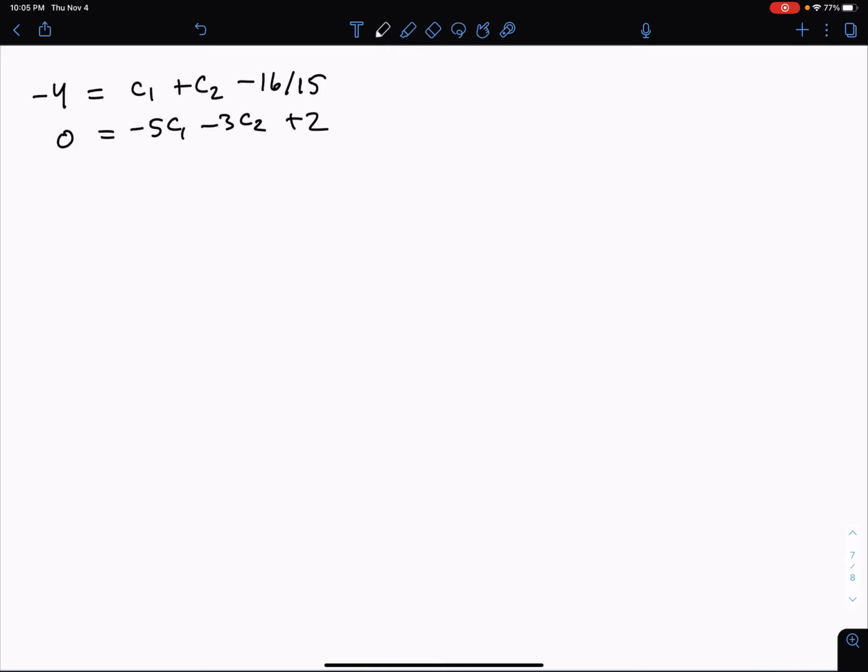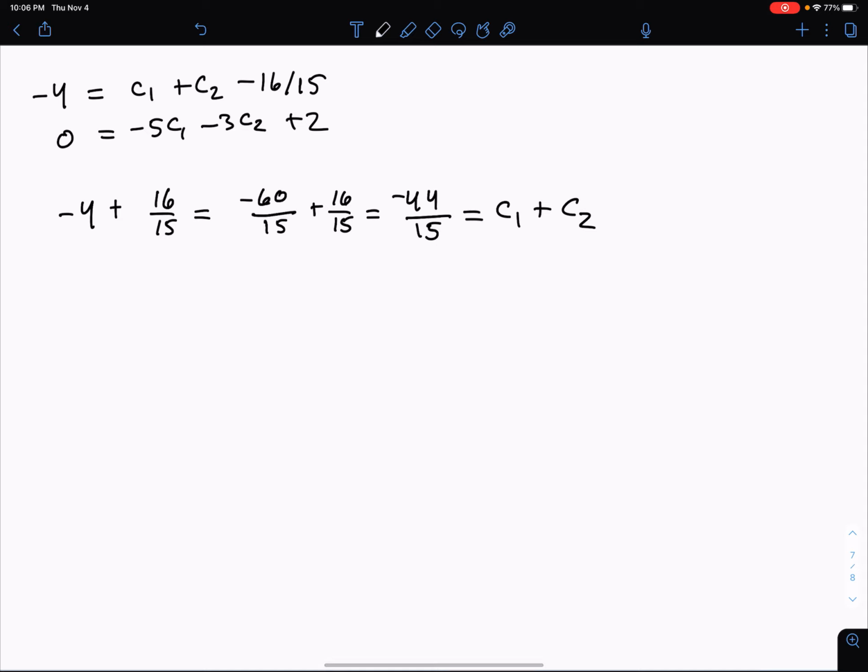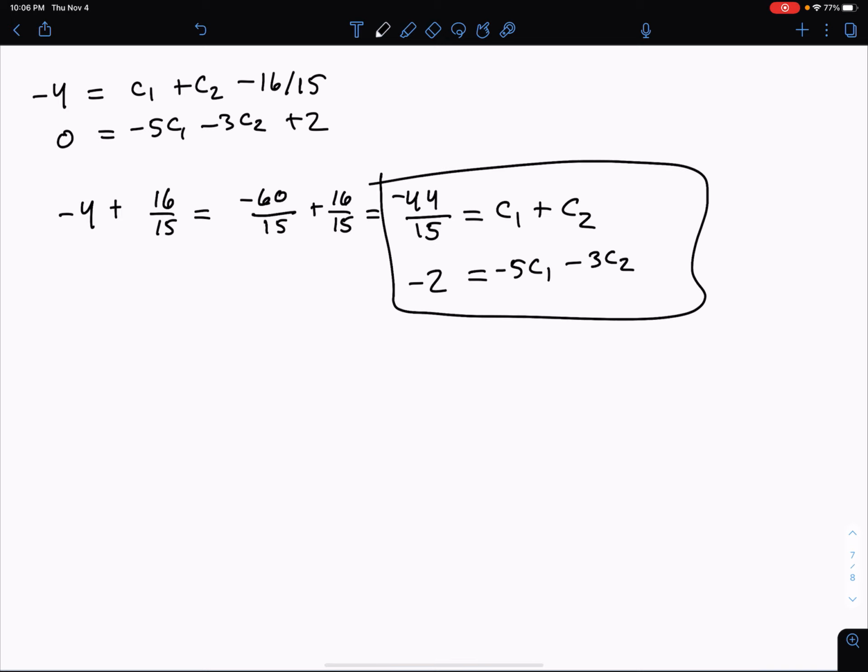Okay. So if I add 16/15 back to the other side, I'll get -4 plus 16 over 15, which should be, what's -4? Is that -60 over 15 plus 16 over 15? So that would be -44 over 15, that has to be C1 plus C2. And -2 has to equal -5 C1 minus 3 C2. So there's my 2 equations and 2 unknowns.